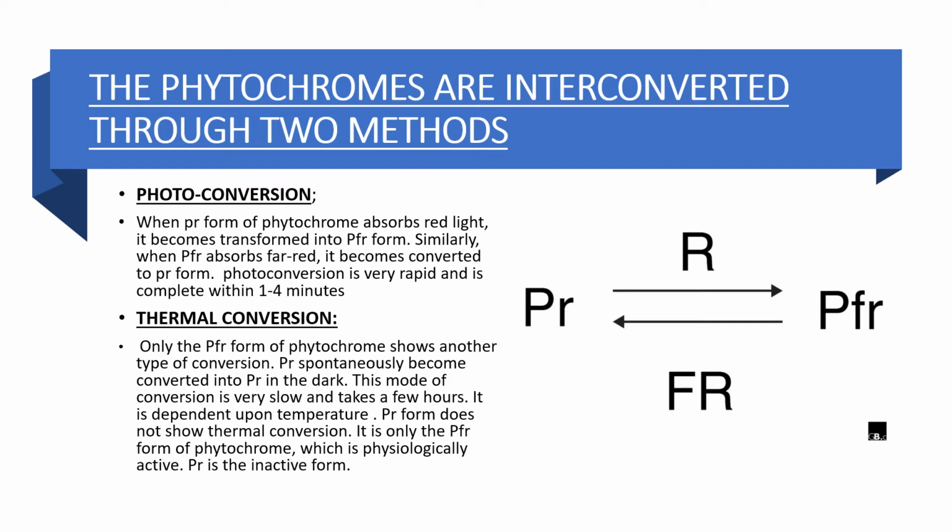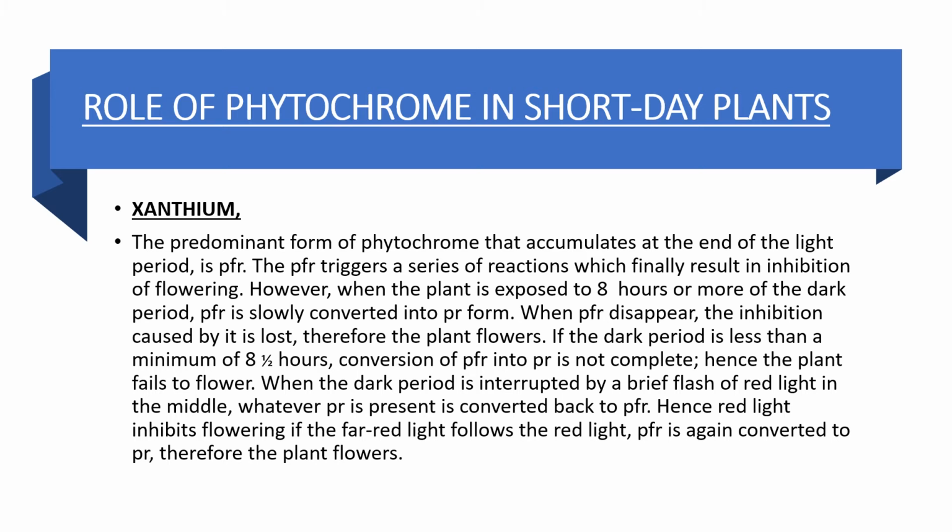It is only the Pfr form of phytochrome which is physiologically active. Pr is the inactive form. Role of phytochrome in short-day plants: in Xanthium, the predominant form of phytochrome that accumulates at the end of the light period is Pfr. The Pfr triggers a series of reactions which finally result in inhibition of flowering.